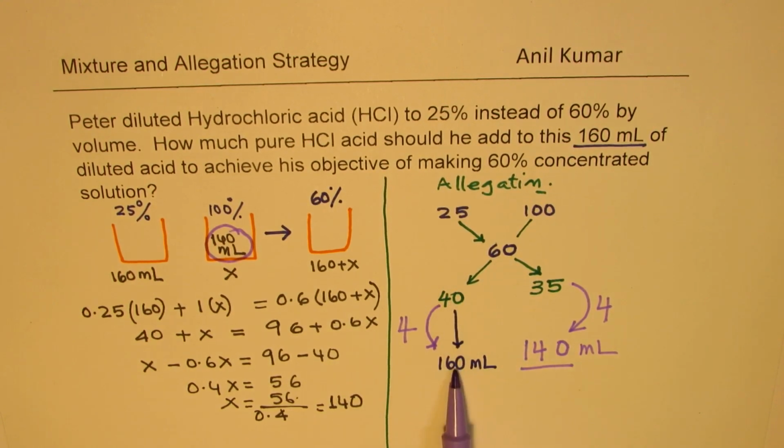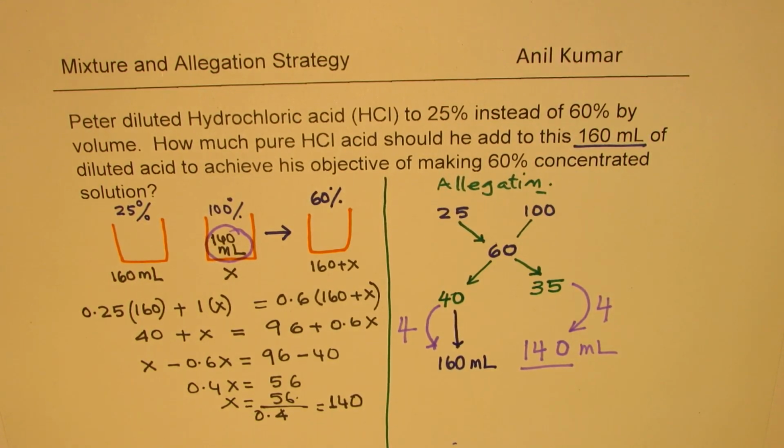But we have 160 milliliters of this, which you get by multiplying by 4. So you need to multiply the other quantity also by 4 to maintain the same ratio. And therefore, we get that the 100% pure solution of hydrochloric acid should be 140 milliliters. When added, it results in a 60% concentrated solution. So that is how it should be solved.